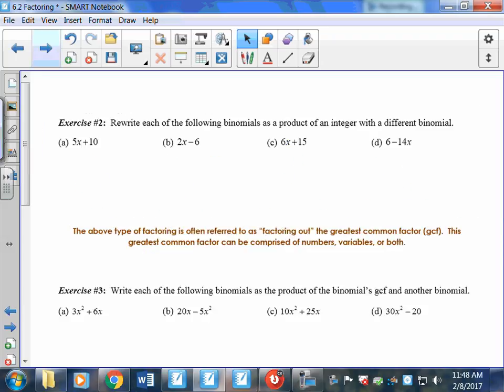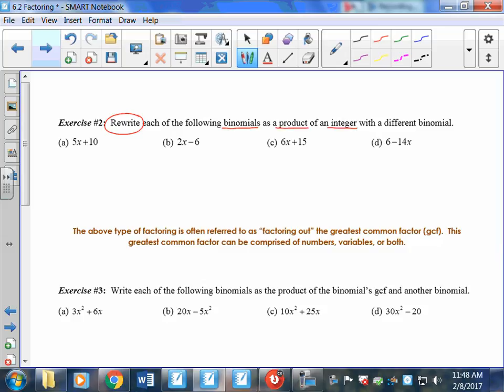Exercise 2 says rewrite each of the following binomials. So what does the word binomial mean? It means basically 2 terms, an expression with 2 terms. So these are all expressions of 2 terms as the product of an integer with another or a different binomial. So basically what they're asking us to do here is to factor out what's called the GCF, the greatest common factor. I'm kind of getting ahead of myself.